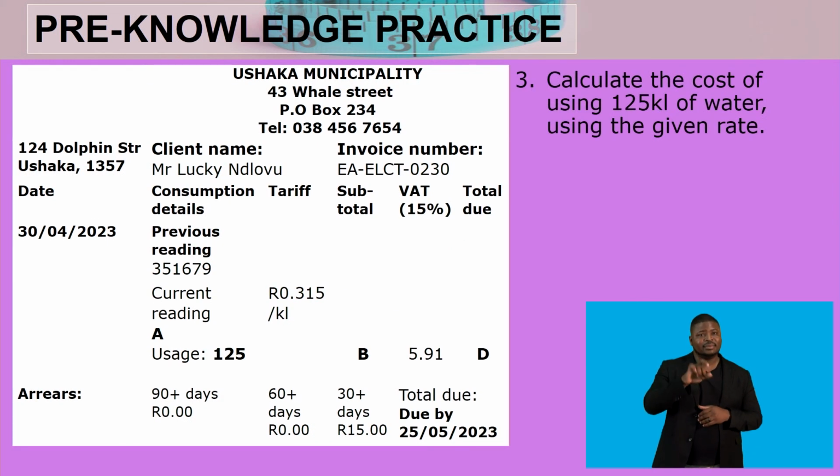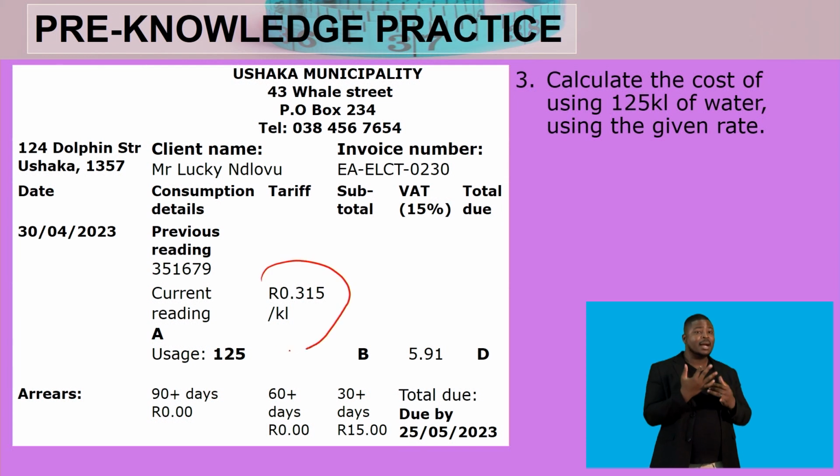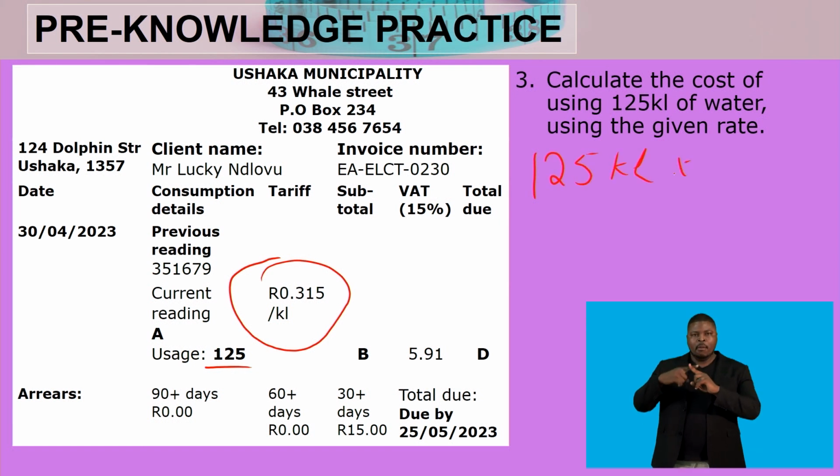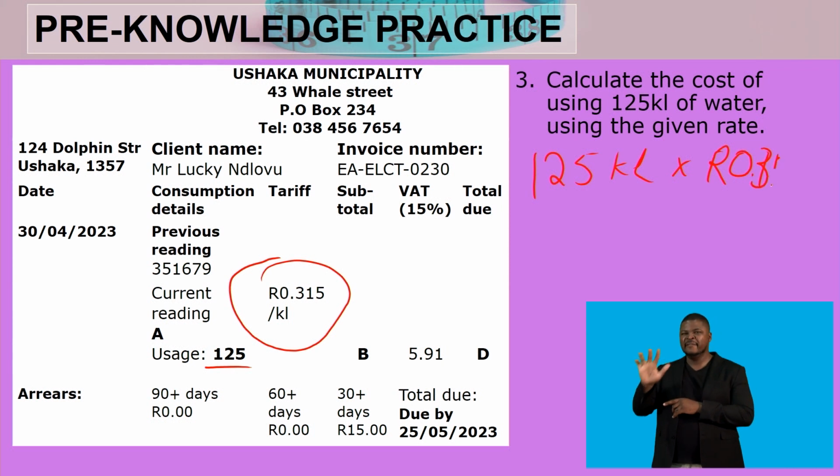And then the third question says, calculate the cost of using 125 kiloliters of water using the given rate. What is that rate? It is this 0.315 rand per kiloliter, and also the 125, which is the amount of units that they've used. So what we're going to do is we're going to say 125 kiloliters multiplied by our rate, which is 0.315, pardon me. Then we get your answer.